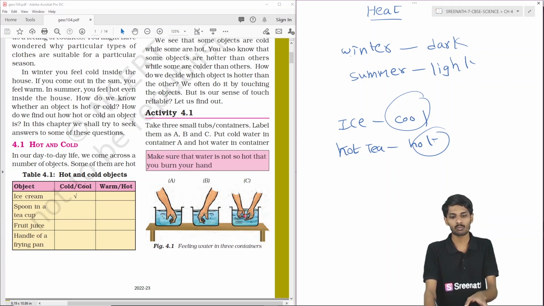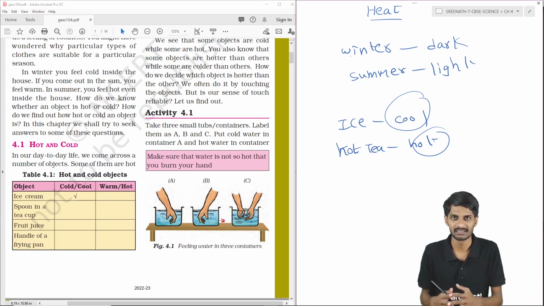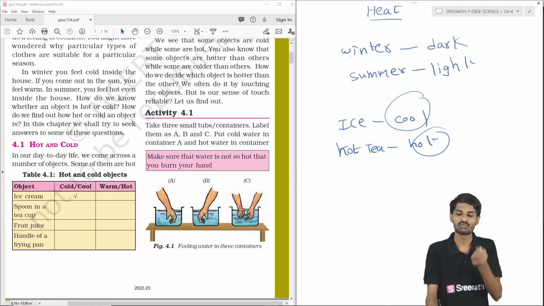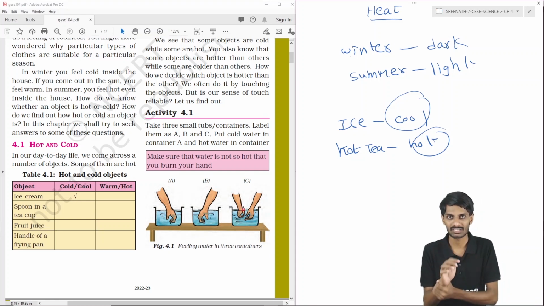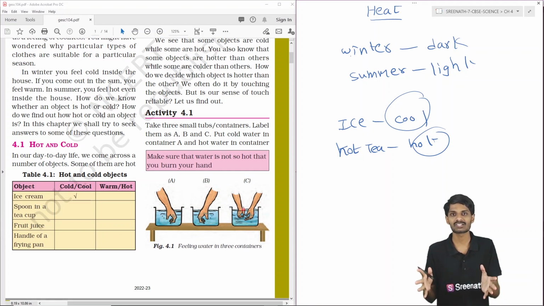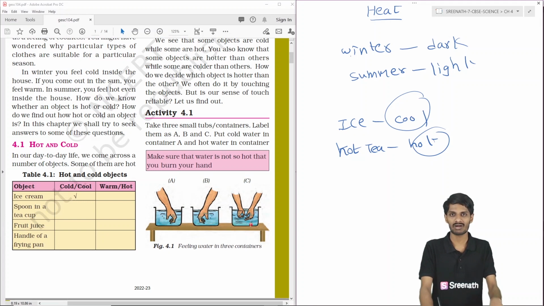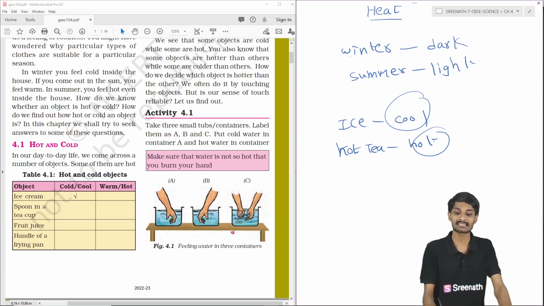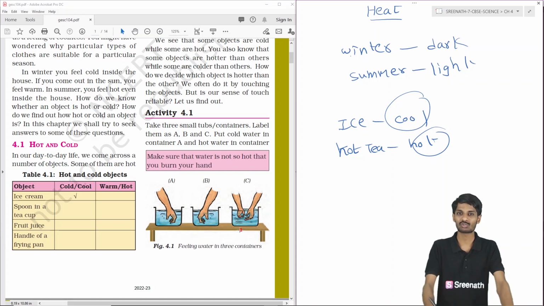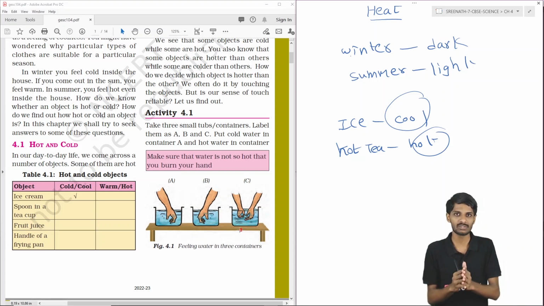Now lift both hands and put both hands in this beaker. How will you feel? One hand says the water is hot, and the other hand says the water is cool. But what is the fact, students? The fact is it is normal water, but one hand says the water is hot and the other says it is cold. So your hands are confusing you.